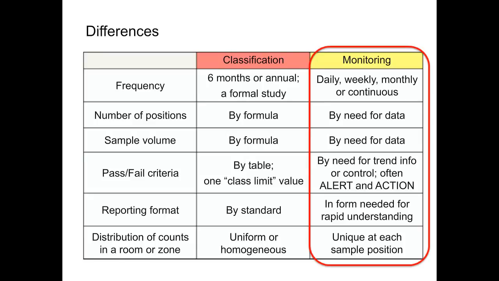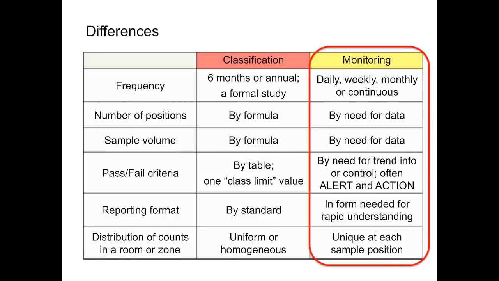So the reports end up then in some quick form for understanding, maybe a quick control chart, some kind of method that allows you to very rapidly assess the appropriateness for your task. And monitoring really looks at each position uniquely. You might have two positions in the same general classification of a room, an ISO 5 room as an example, that have unique alert and action values due to the type of process or the sense of risk associated with that particular position.